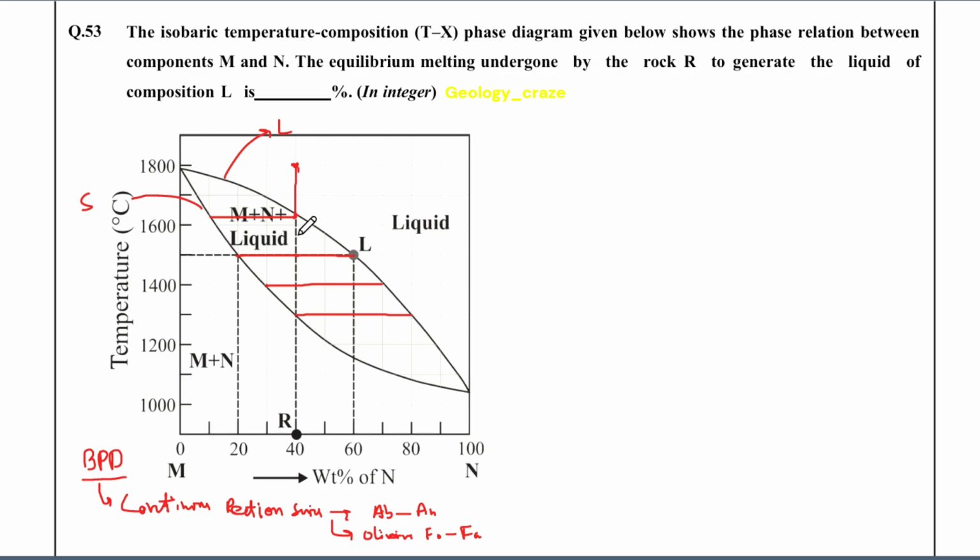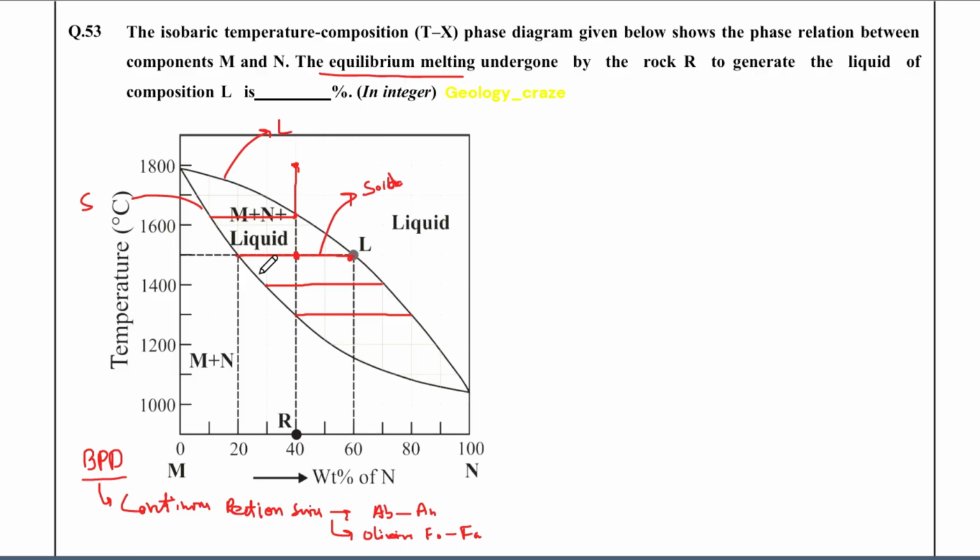Now remember one thing: if this is the composition that we are given, draw a vertical line like this, in the equilibrium melting case. If our liquid is on the left side, the upper side, then the horizontal line from here to here, we call it the solid. Remember this.